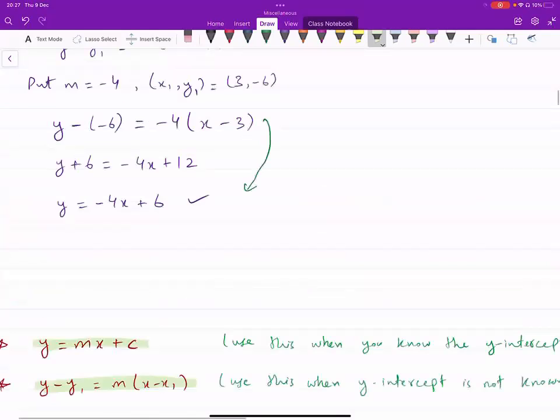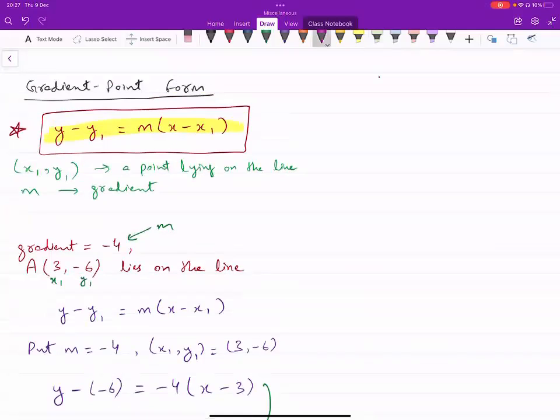Okay? So आपको क्या चाहिए इसके लिए? Gradient चाहिए. आपके पास ये भी हो सकता है कि आपके पास एक point given हो, दो points given है.